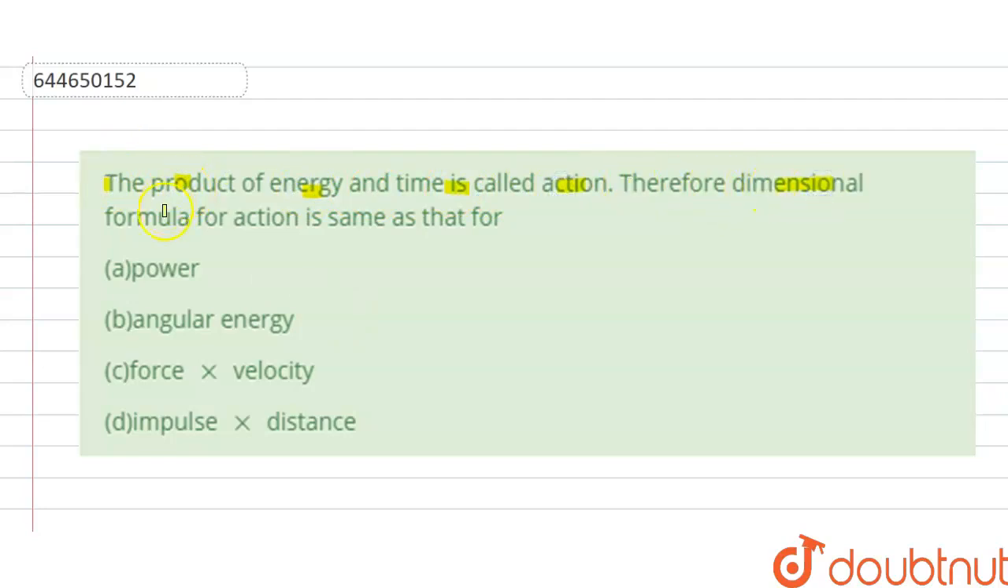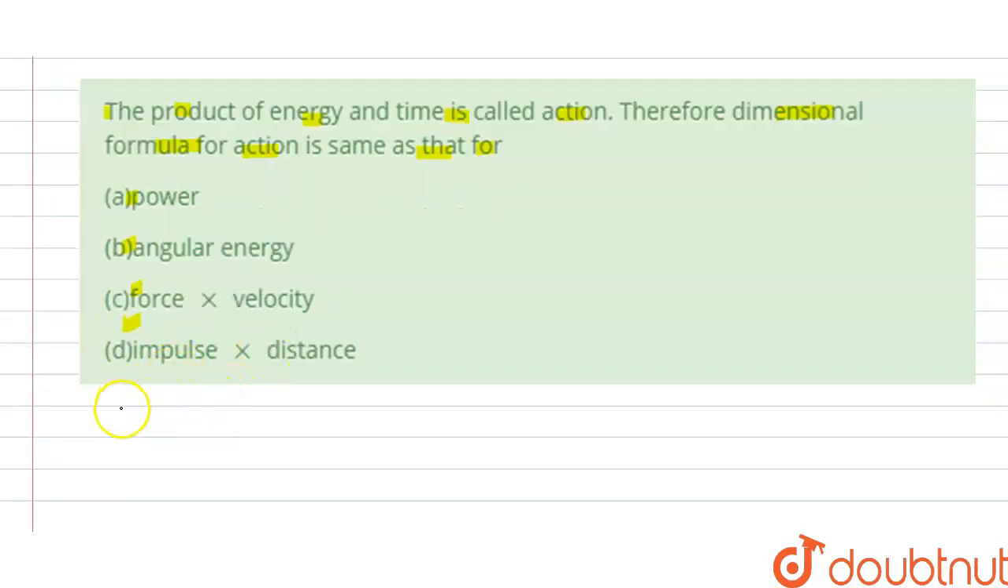Hello students, today our question is: the product of energy and time is called action, and therefore the dimension formula for the action is the same as that for. We have options A, B, C, D given here, so we have to find which option is correct.